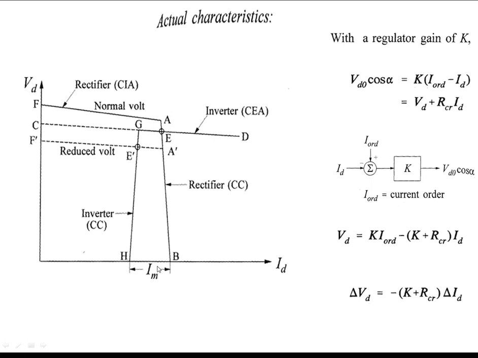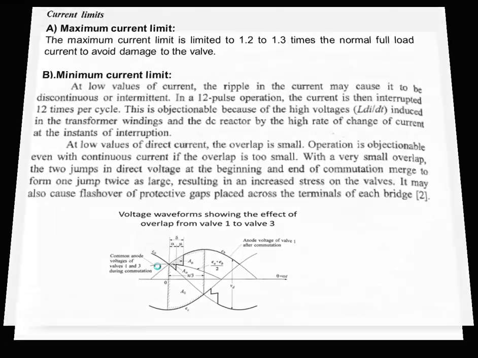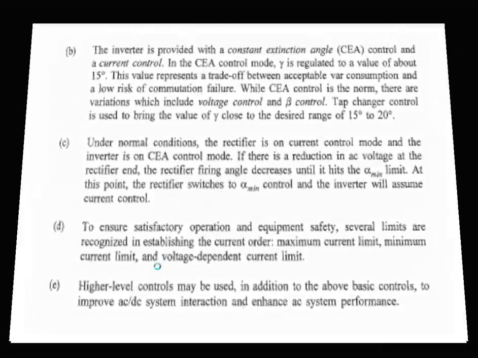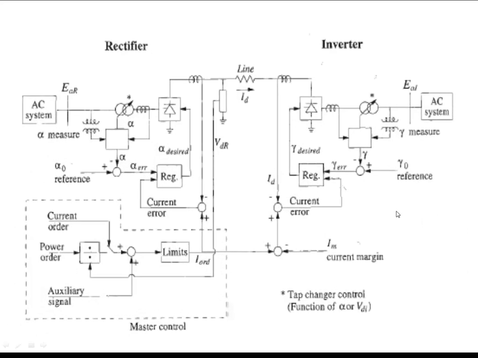So that we have generated in this control circuit. So you can see this here. Here you can see that the current order of the rectifier is given to the summation block minus this current margin Im, so that output is nothing but the current order for the inverters. So that is given to this summation block here.